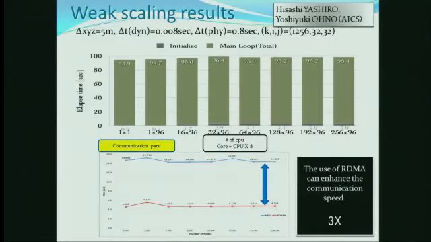Okay, and this is the weak scaling result, and we can get perfect scaling up to about 20 thousand CPUs. And if we use the RDMA version, this can enhance communication speed about 3 times.